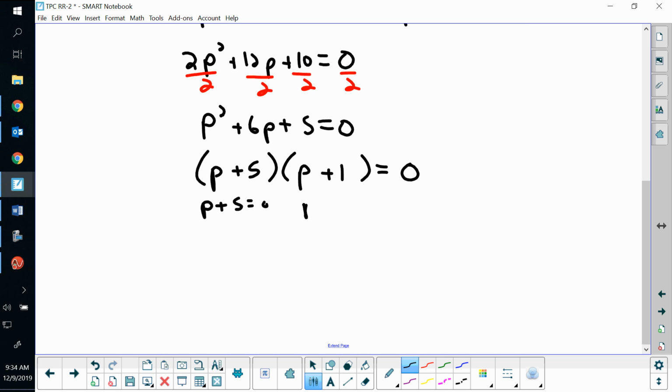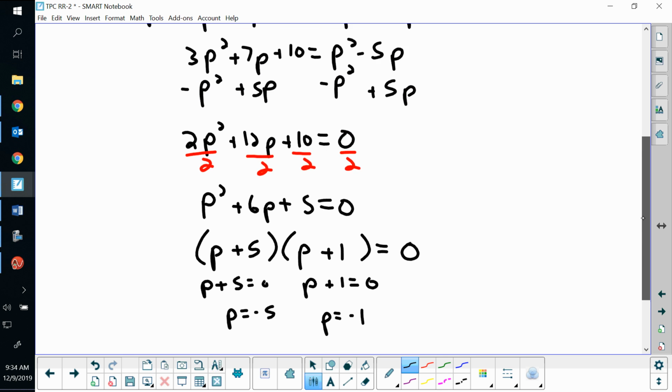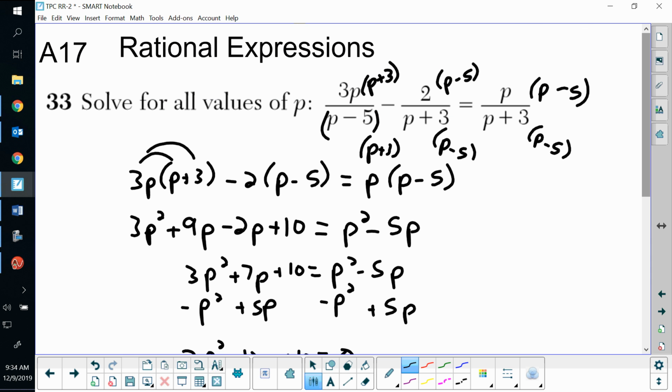So we'll set those each individually equal to 0. So we'll get p equals negative 5 and p equals negative 1. Fractional equations, radical equations, log equations are the three you always have to check. So we want to store these each for p and then go back to the original and type it in. If it comes back true, then we keep the answer. If it comes back as anything else, so false, non-real, undefined, any of those, we would reject our answer.